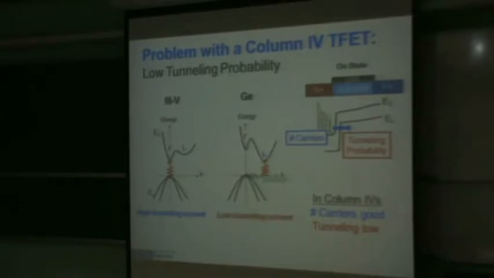So the bottom line here is, neither material system is giving us what we want. We like to make a complementary technology. So that means we want good, comparable PFET and NFET performance. In order to do that, we have to have a good density of states in both the conduction and the valence band, but we don't get that from III-Vs. Unfortunately, we don't get good tunneling probability when we use column 4 materials, so we're kind of stuck. So what do we need to do? Well, we need to actually find a new material or make a new material.